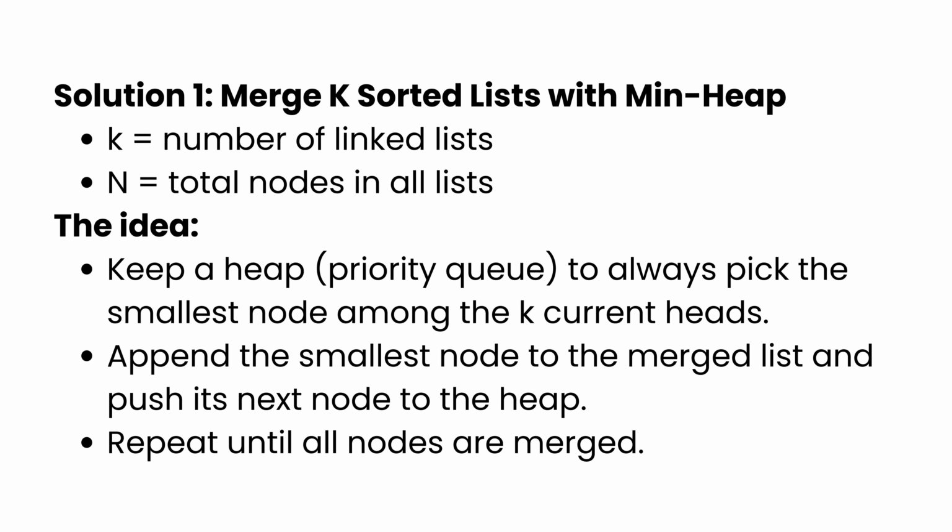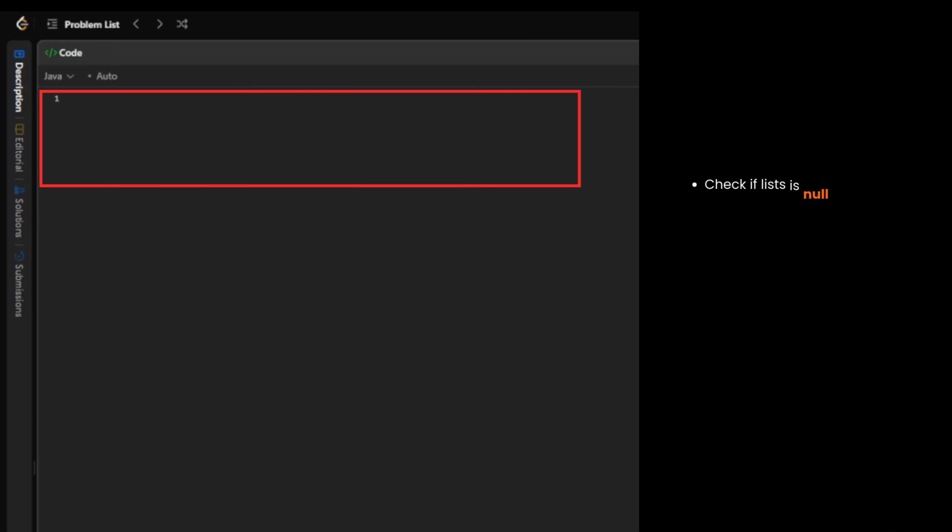Now, let's look at the idea behind this solution. We are merging k sorted lists using a min heap, also called a priority queue. We keep a heap to always pick the smallest node among the current heads of all k lists. We append the smallest node to the merged list, and if it has a next node, we push that into the heap. We repeat this process until all nodes are merged. Think of it like having k streams of sorted numbers, and always picking the smallest available number to form one big sorted stream.